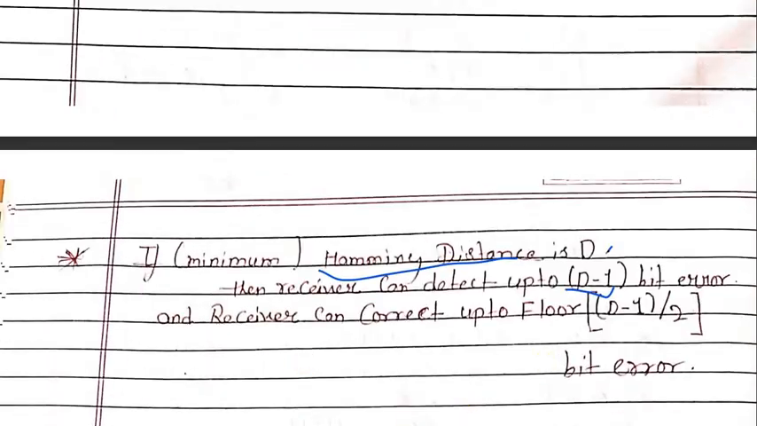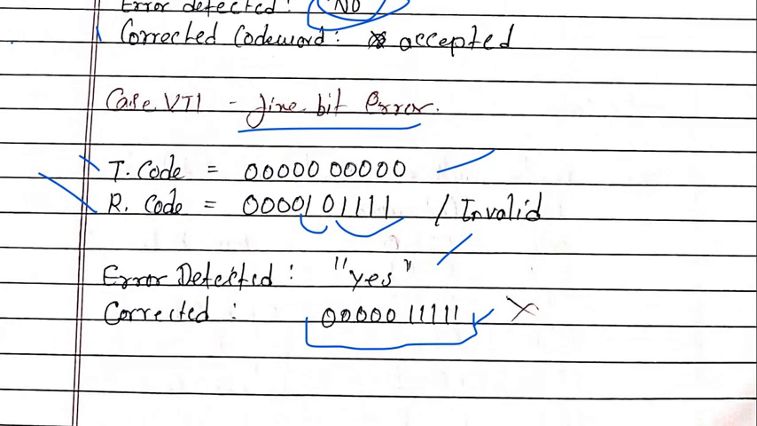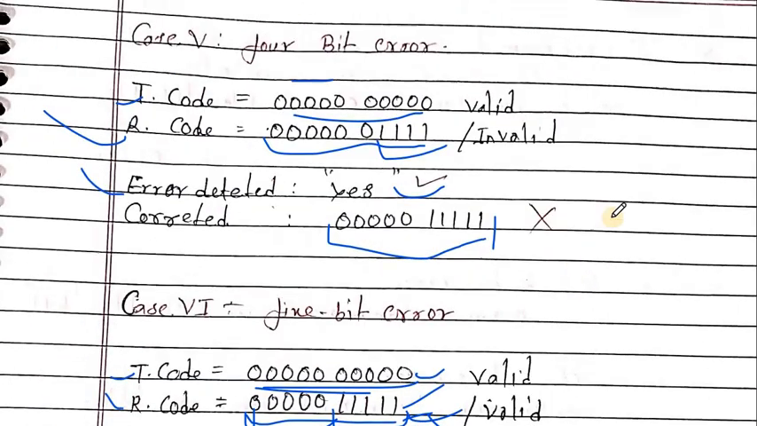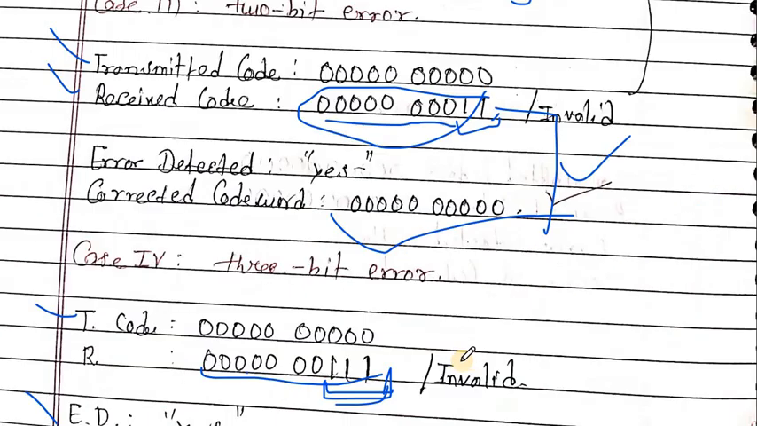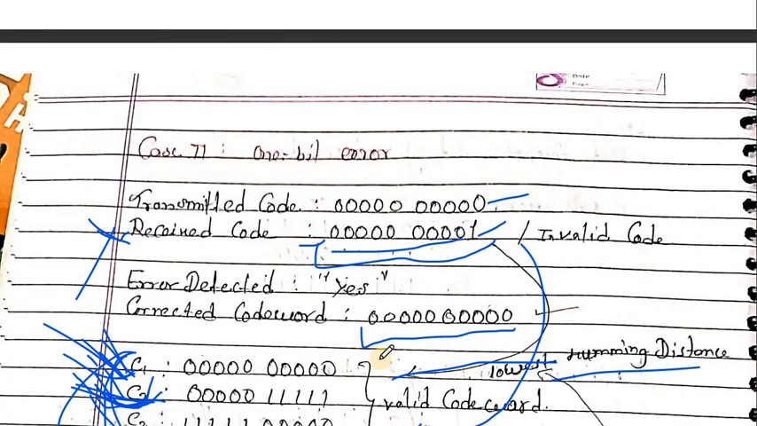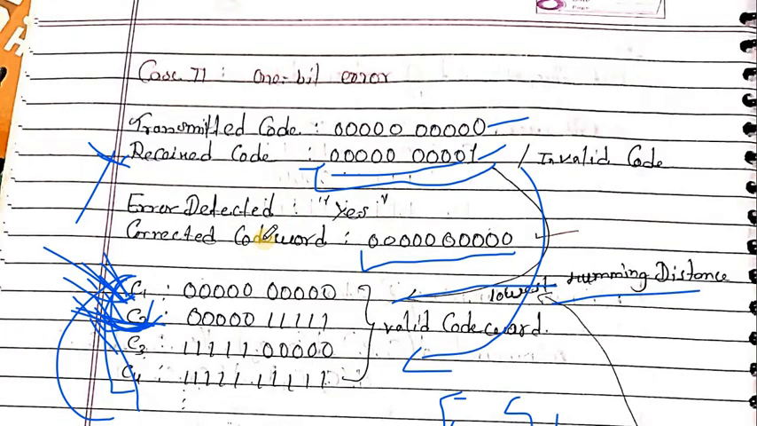Then, for correction, the receiver can correct only (d-1)/2 bits of errors. Here the Hamming distance is 5, so d is 5, and (d-1)/2 means 4/2, which is equal to 2, which means the receiver will correct only 2 bits of error. Here a 1-bit error is detected and corrected by the receiver.